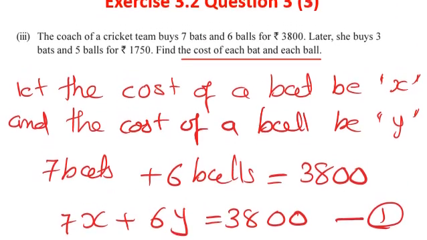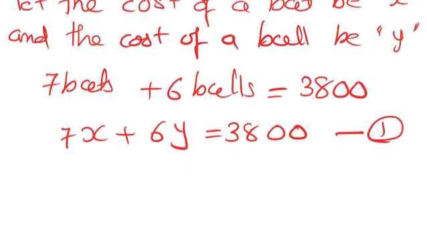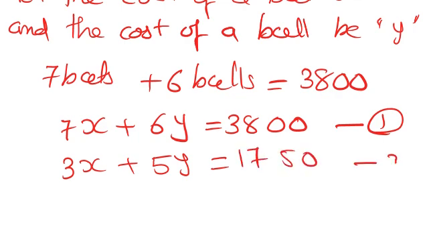And what is equation number 2? Okay, the equation number 2 is 3x plus 5y is equal to 1750. 3 bats means 3x, plus 5y is equal to 1750. Okay, this is my equation number 2.